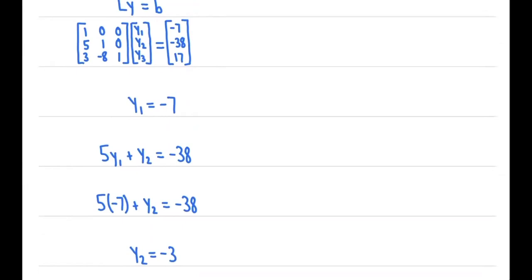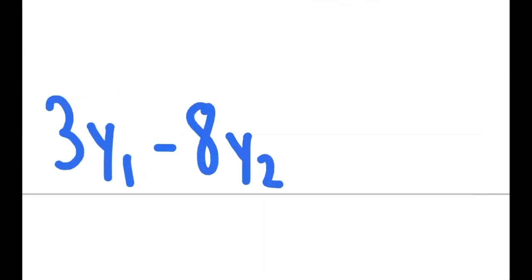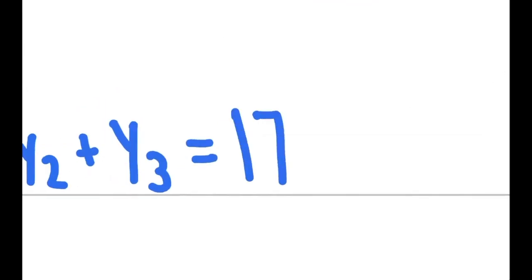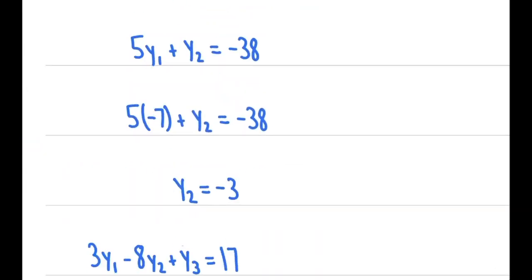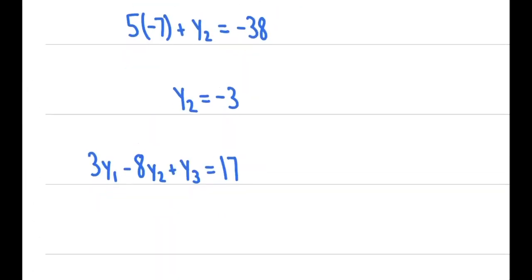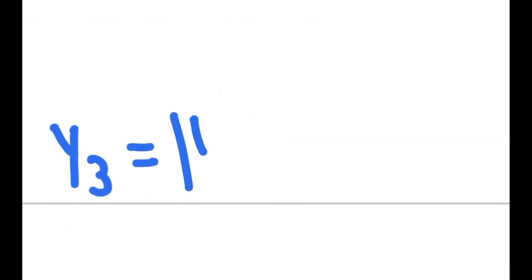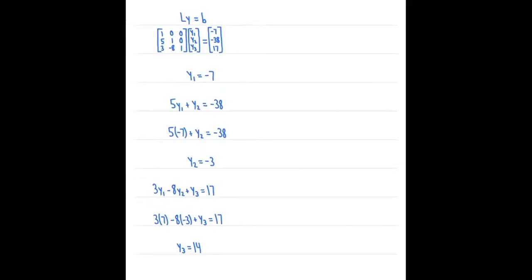Okay, and then for the third equation, we have 3y1 minus 8y2 plus y3 equals 17. So 3y1 minus 8y2 plus y3 equals 17. And I'm going to plug in y1 and y2. If you do the arithmetic, you'll get that y3 equals 14. So that's our forward substitution there.